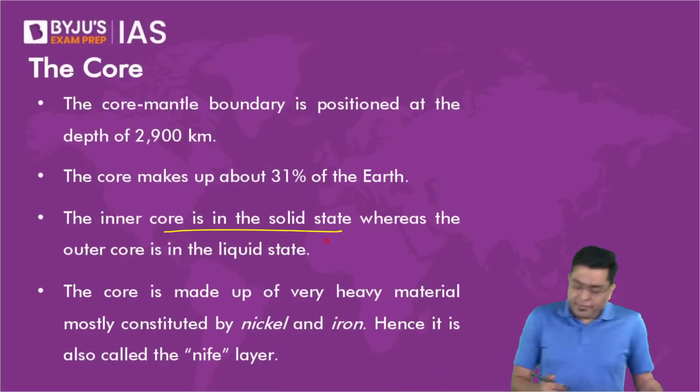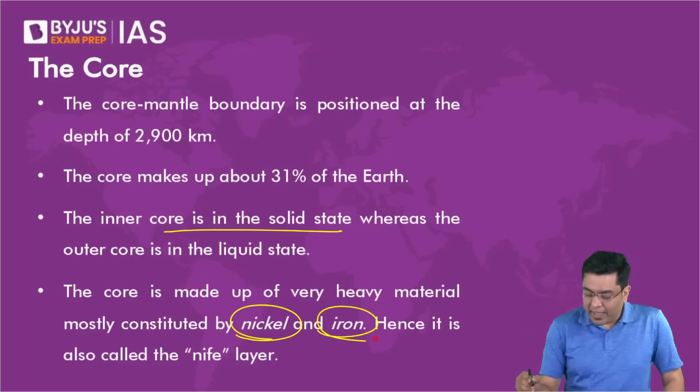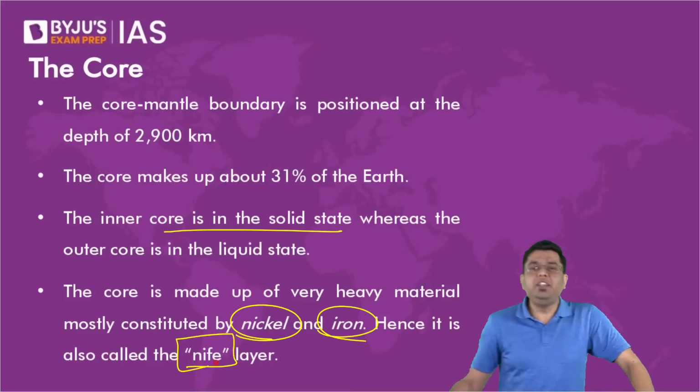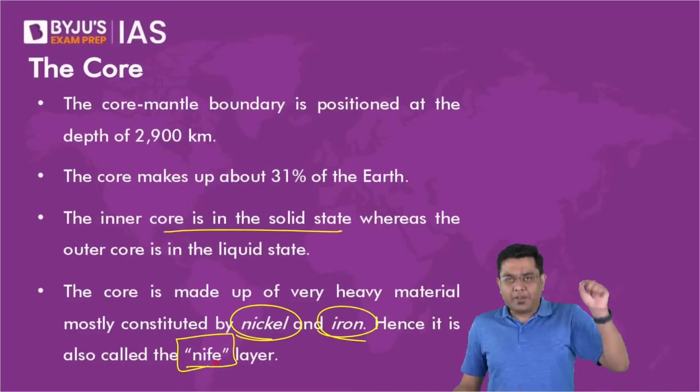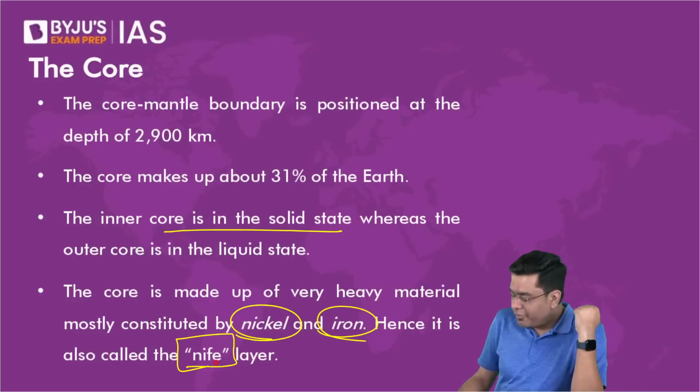And core is made up of very heavy materials, mostly constituted by nickel and iron, and hence it is also what is referred to as the NiFe layer. Ni stands for nickel, Fe stands for iron. Hence it is referred to as the NiFe layer.